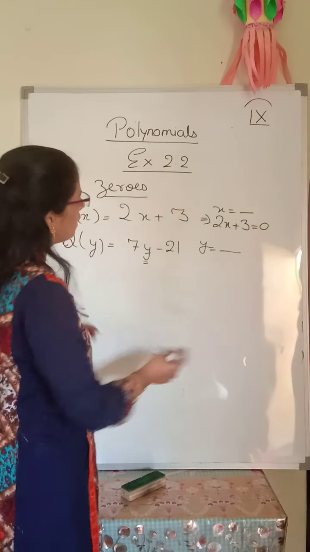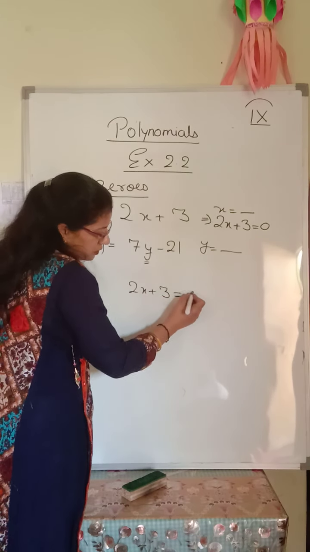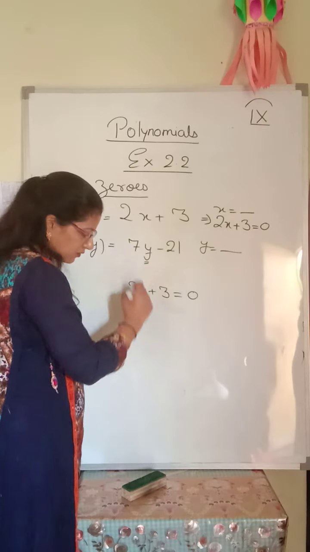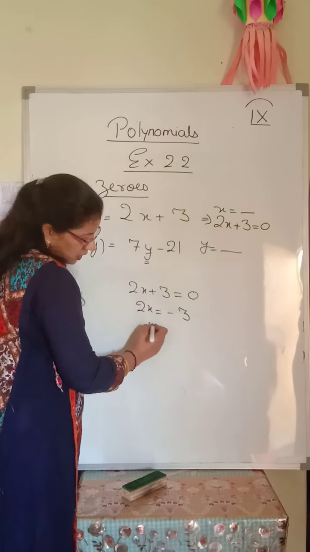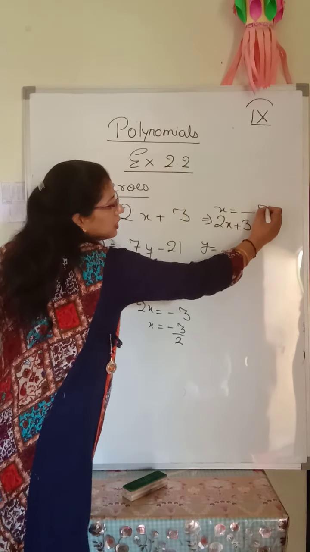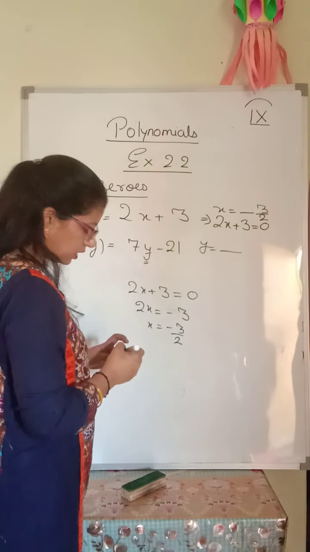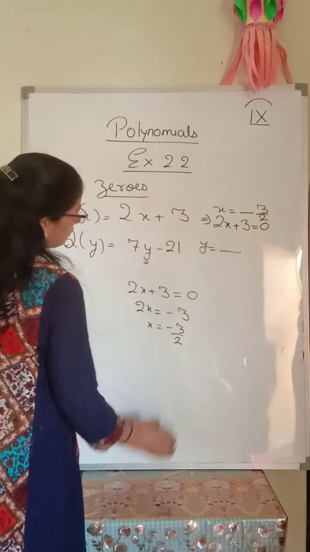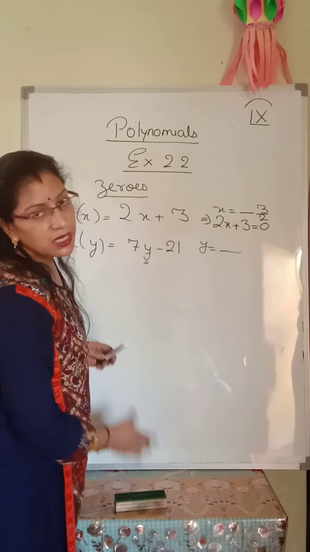So how to find? See, 2x plus 3 should become 0. So what should x be? You can find it from here only. 2x is equal to minus 3, you send 3 to this side. So x is equal to minus 3 upon 2. That means if we put x equal to minus 3 upon 2 in this polynomial, it will become 0. So the zero of this polynomial is minus 3 upon 2.